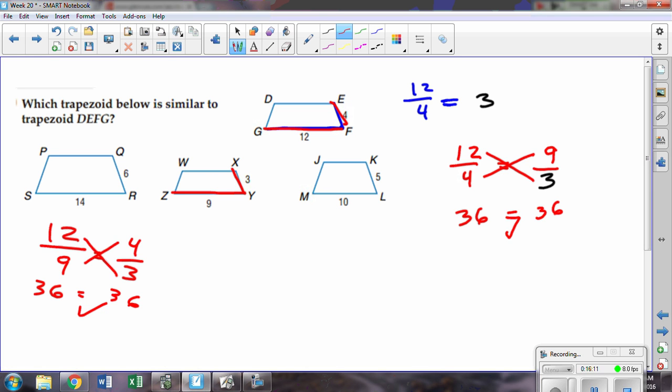And we can see that trying this process on either of the other two shows that it doesn't work. If we tried 12 corresponding with 14, and we tried 4 corresponding with 6, setting up this proportion in the same way, we could multiply 12 times 6 is 72. 14 times 4. And since that's not true, we get that they are not similar.